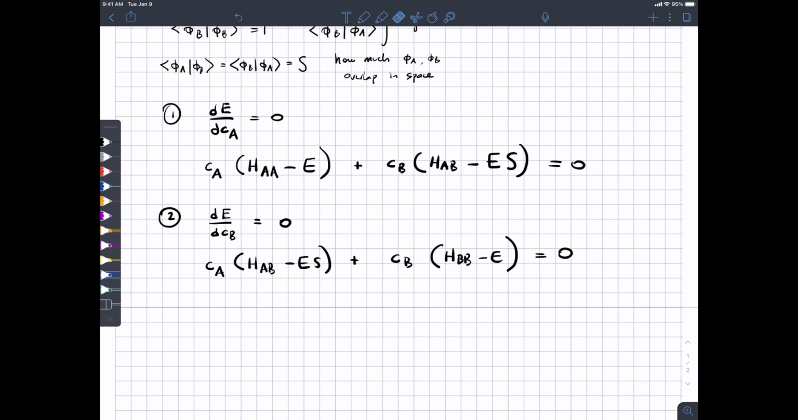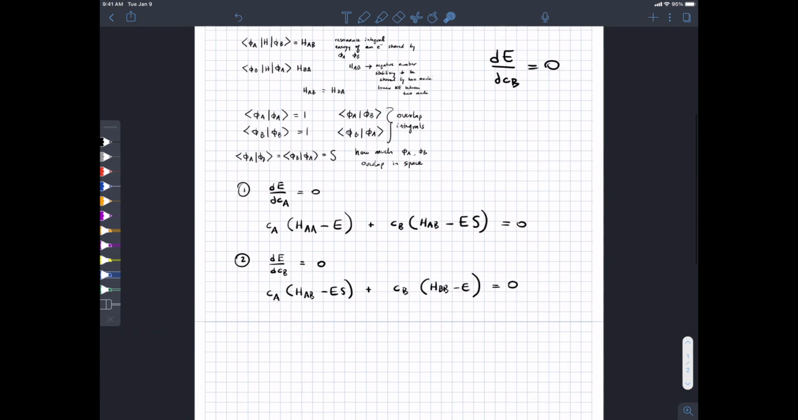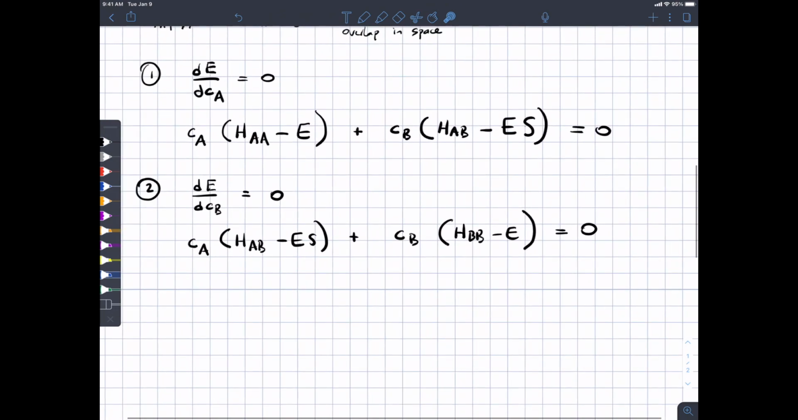And I'm going to make things a little bit easier on us because remember we said that the core integrals for hydrogen A and hydrogen B should be identical. So we're going to just reduce the complexity of our equation here and substitute in HAA for HBB. All right, we now have a situation where we're assuming that HAB, HAA, S, and then E are all constants, whereas the coefficients are unknown. We've got two equations and two unknowns.